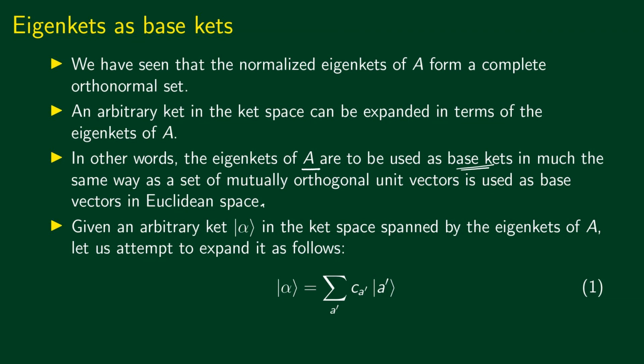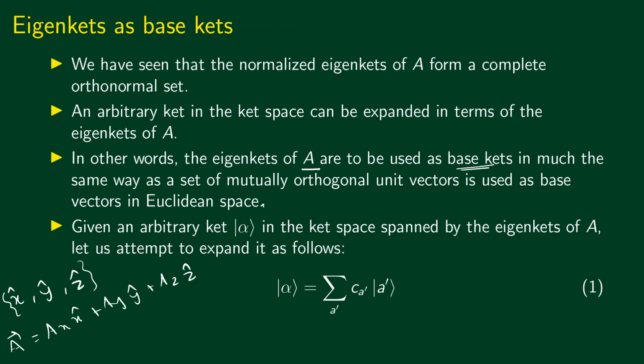We have said this several times. In the Euclidean space, we can use three mutually orthogonal unit vectors as base vectors. This means that any vector can be expanded as ax x hat plus ay y hat plus az z hat. So this x hat, y hat, z hat are called the base vectors. Ax, ay, az are called the components of a vector along these three mutually orthogonal directions.